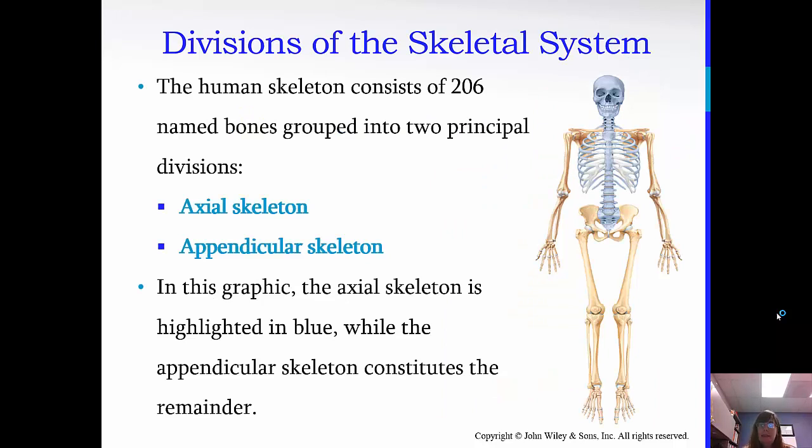The skeleton itself consists of 206 bones, two divisions, the axial skeleton and the appendicular. As you can see on the side picture, the axial skeleton is in blue. The rest is the appendicular skeleton. So the axial skeleton, again, the skull, the vertebral column, the rib cage. Appendicular skeleton are your appendages, your limbs, and their girdles that hold them in place.